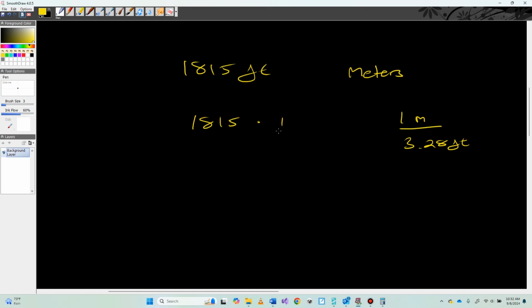Again, to really cement this home, to really understand how this works, just write the descriptors right there. So 1,815 feet, 1 meter, 3.28 feet. So in this case, my 1,815 feet is in the numerator here. This feet is in the numerator. This value of feet is in the denominator. These cancel. And I am left with meters. Nothing cancels out meters.